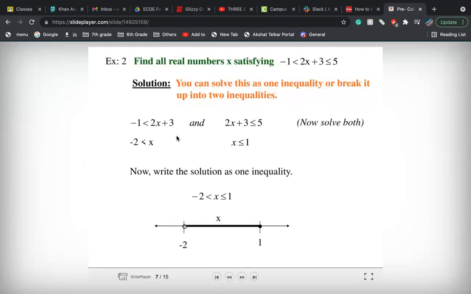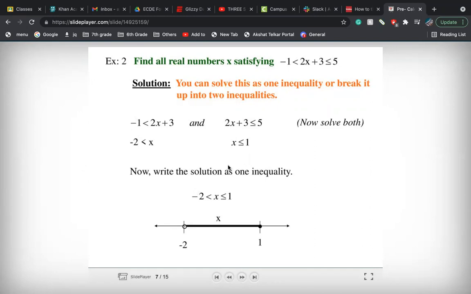The first step for negative 1 is less than 2x plus 3 is to move the plus 3 over as a negative 3, which will give you 2x is greater than negative 4. Next, you want to isolate x, dividing both sides by 2, giving you x is greater than negative 2. So in a number line, you want to wait until you solve the other side right here, which would be 2x plus 3 is less than or equal to 5.